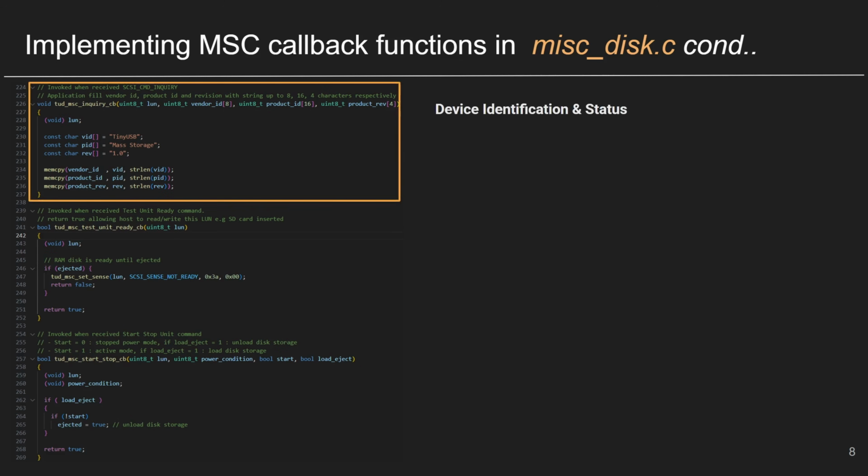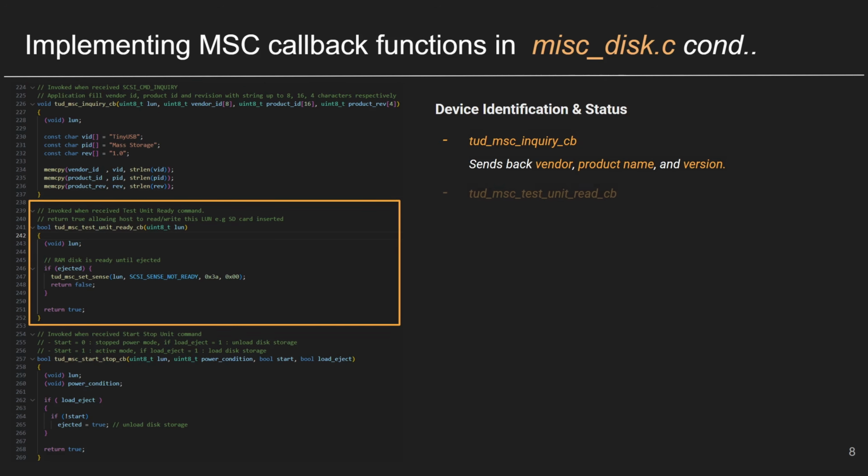Firstly, under the device identification status callback, we will define the inquiry callback function. This is to send our device vendor name, ID, and version to the TinyUSB stack. Next, we will define the test unit ready callback to handle the test unit ready command sent by the host to check if the device is in a usable state.